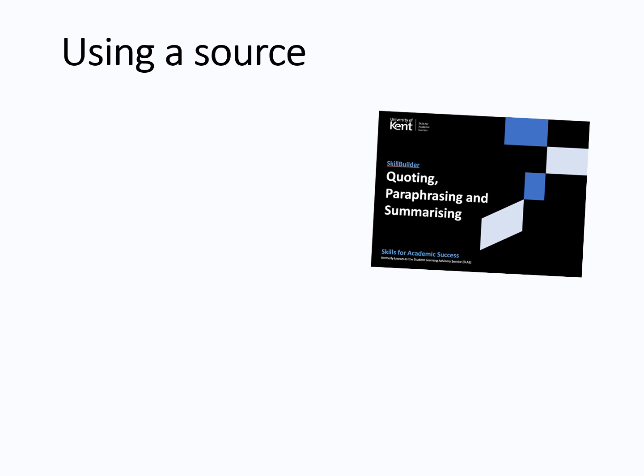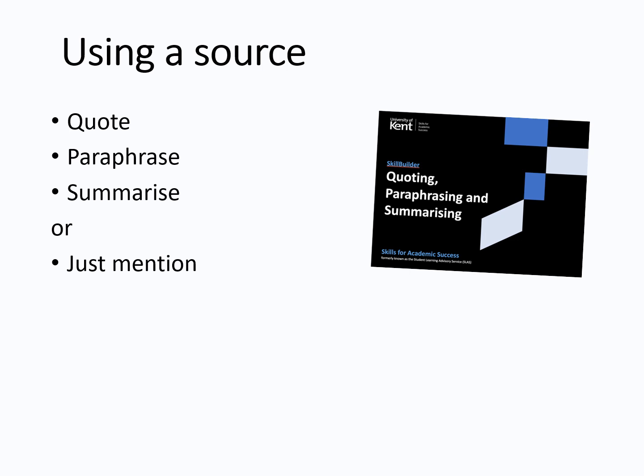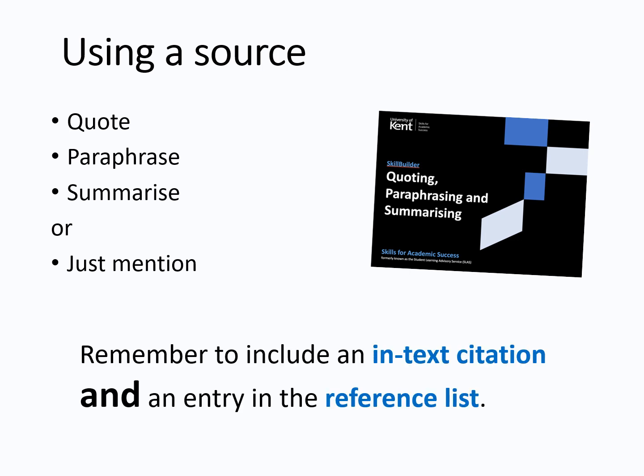Using a source. When you're doing your research and you come across passages, text, or information that looks useful to you, you may want to decide what you'd like to do, whether you want to quote it, paraphrase it, summarize, or just mention it. This depends very much on the type of material and also what you're trying to achieve. If you'd like to find out more about quoting, paraphrasing, and summarizing, please listen to the relevant tutorial. Remember, you need to always include an in-text citation and an entry in the reference list, whether you quote, paraphrase, summarize, or just mention a source.